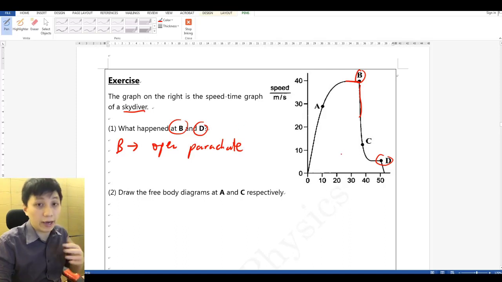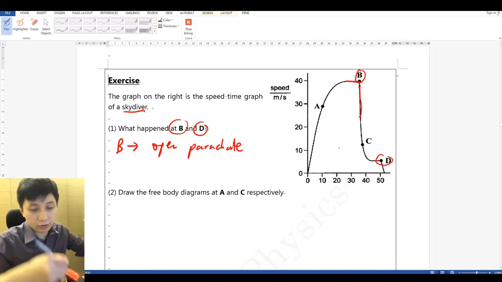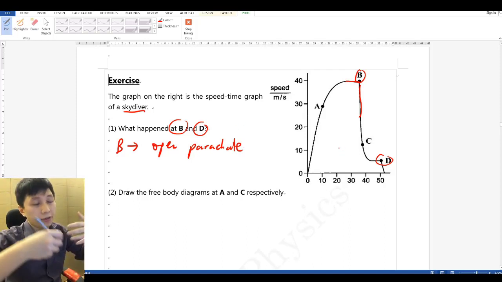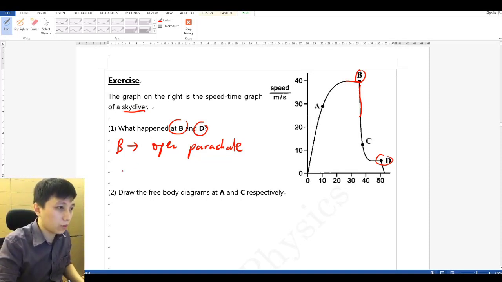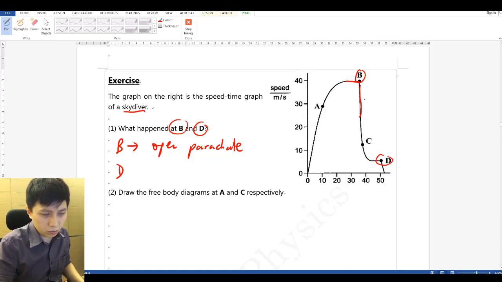Alright, so like what we have learned earlier, increasing the surface area increases the air resistance, and therefore you have a great deceleration. At D is when you reach the second terminal velocity and then you just decelerate to 0. So I think D is when you land on the ground simply.